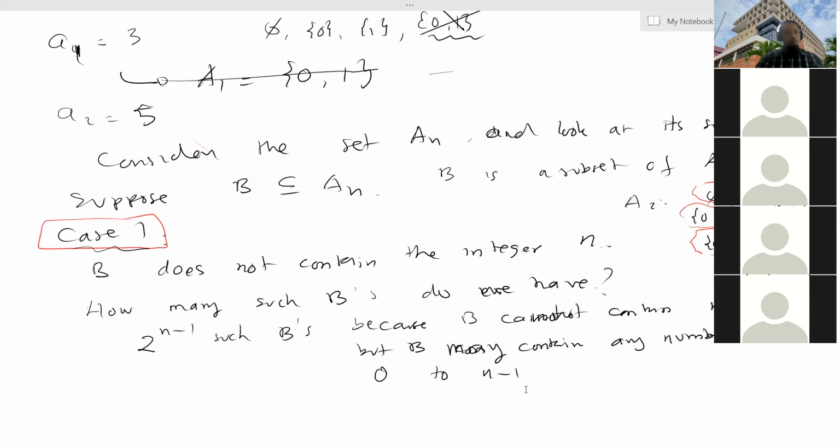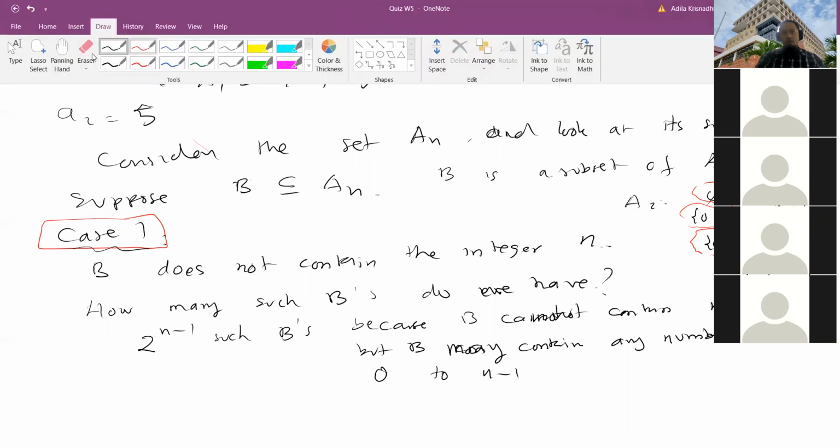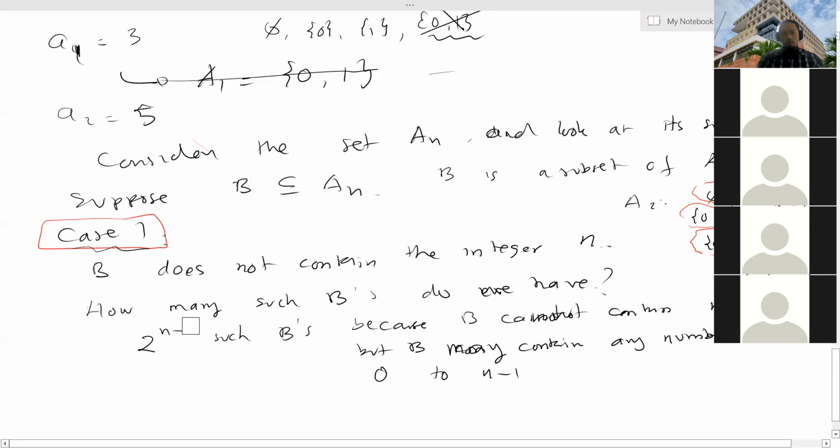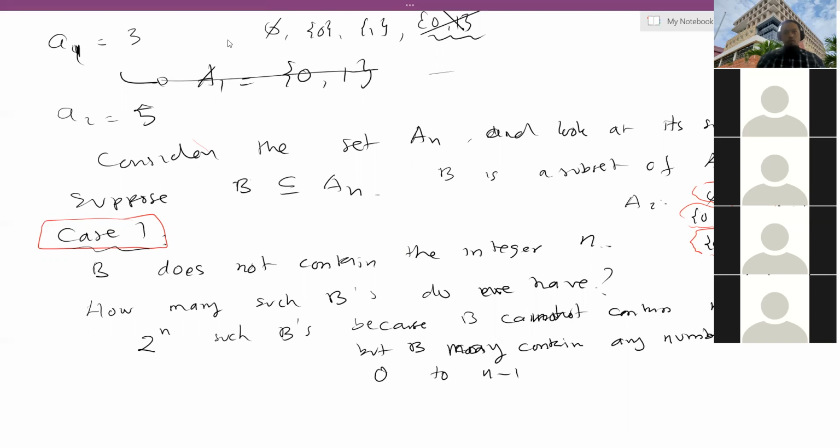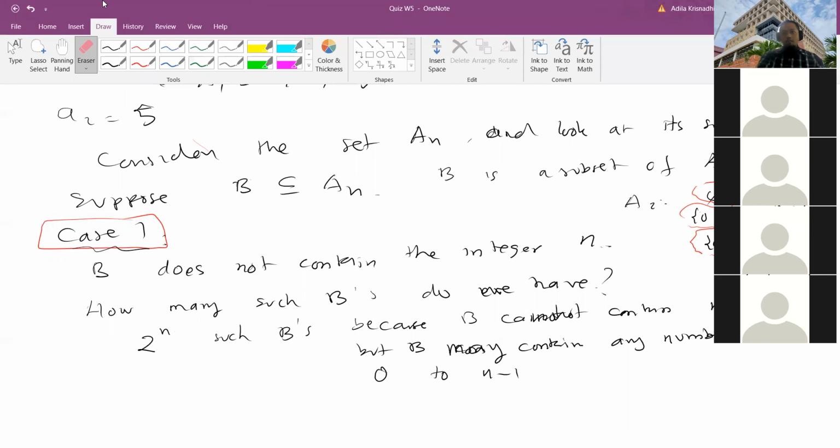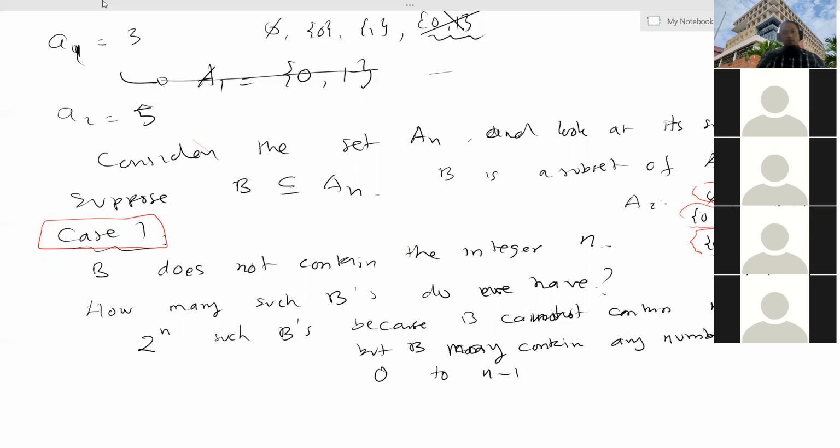So there are, sorry, not 2 to the power of n minus 1, 2 to the power of n, I'm sorry. It's 3. Yeah, 2 to the power of n. So b may contain any number from 0 to n minus 1.